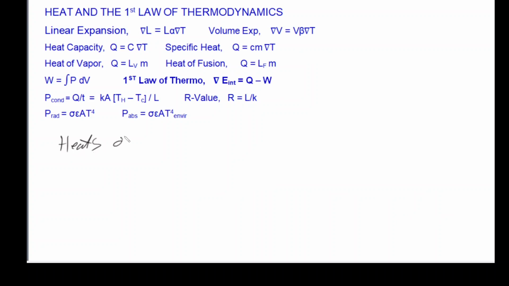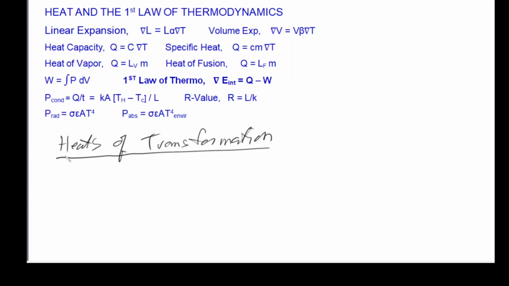Now let's talk about heats of transformation. When a solid or liquid absorbs or loses heat, its temperature may not change. Instead, thermal energy may be used for a change of state or phase. For example, when ice melts or water turns to vapor. These are phase changes. Therefore, we must account for this when we look at the heat transfer and the temperature change.